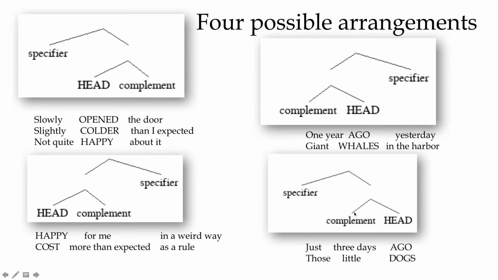So again, I have this ago and three days ago. It was just three days ago. So this means that it was less than expected. The listener might have been expecting it to be longer ago, just three days ago. This would be the specifier. Or those little dogs. Which little dogs? Those ones. So those is telling me which of all of the little dogs I am talking about here. Little would be the complement of dogs. It's in a closer relationship with dogs than this determiner those is. Those is in a more distant relationship with dogs, and it's telling me which little dogs I am talking about.